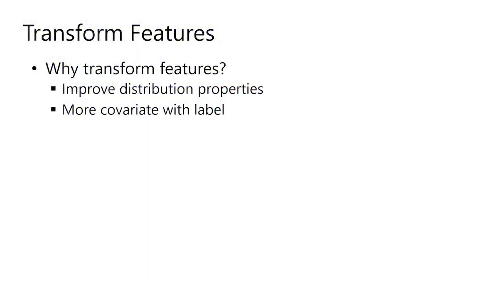And so there's ways we can transform the feature that may be skewed or have some other distribution to get closer to normal. We may also find some transformations that make that feature more covariate with the label. And notice I don't say more highly correlated, because that relationship could be highly nonlinear, which may have low correlation, but still be highly covariate in some transformed space.